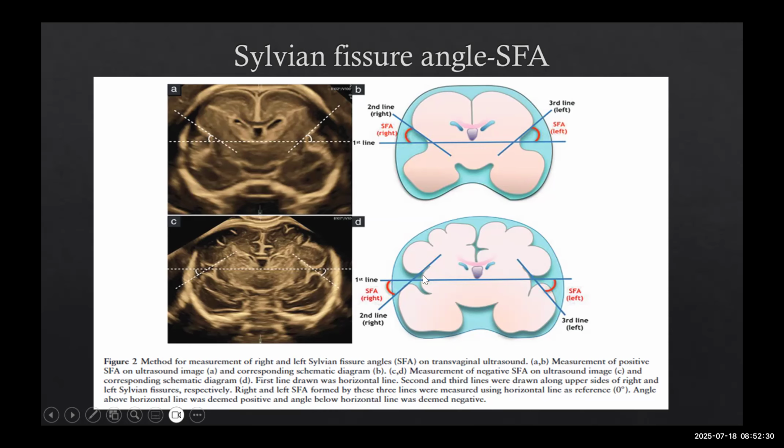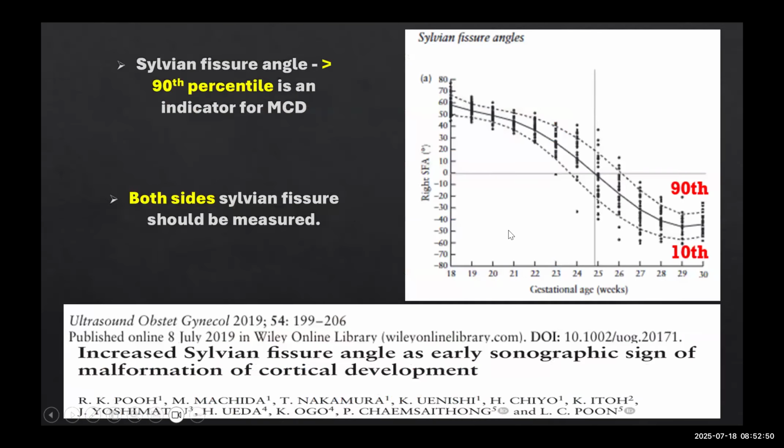As the gestation advances, the upper border of the Sylvian fissure, as it operculates, shifts down and becomes a negative angle, and this is the horizontal line, and this angle is measured. So there are nomograms for this measurement for the positive and negative measurements. Nomograms fall within 10 to 90th centile, and when the Sylvian fissure angle falls above the 90th centile, it's a strong indicator of malformation of cortical development, and both the Sylvian fissures should be measured.